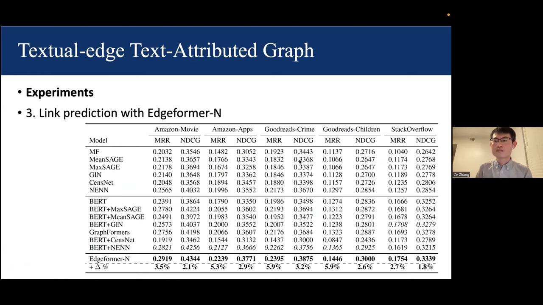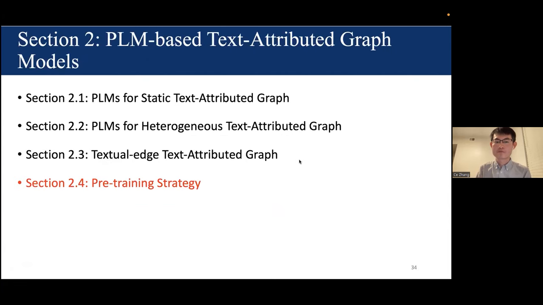We also have the performance on link prediction. This is the result for the node embedding. So we first of all compare the proposed model with those cascading models, and again, the improvement is because the nested architecture can better integrate information. So finally, we introduce how we do pre-training on text attributed graph.